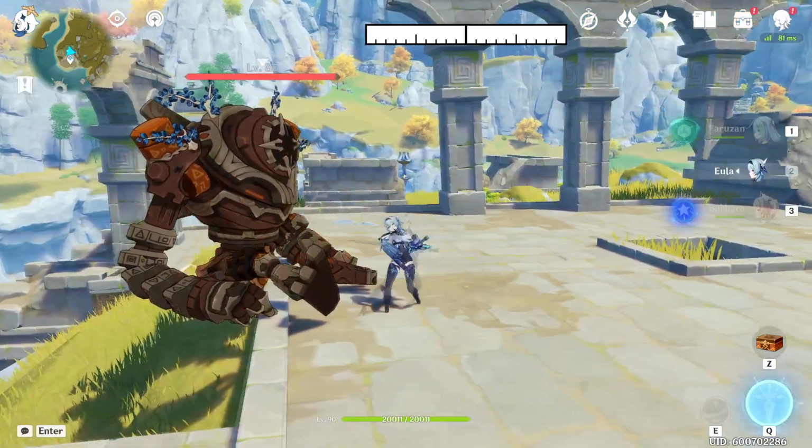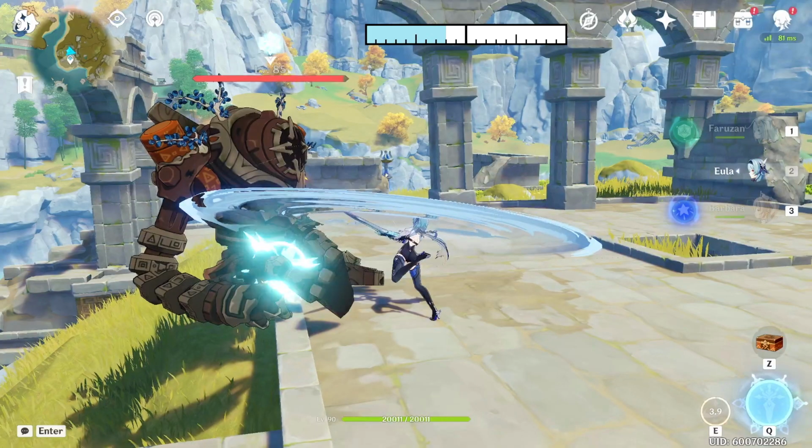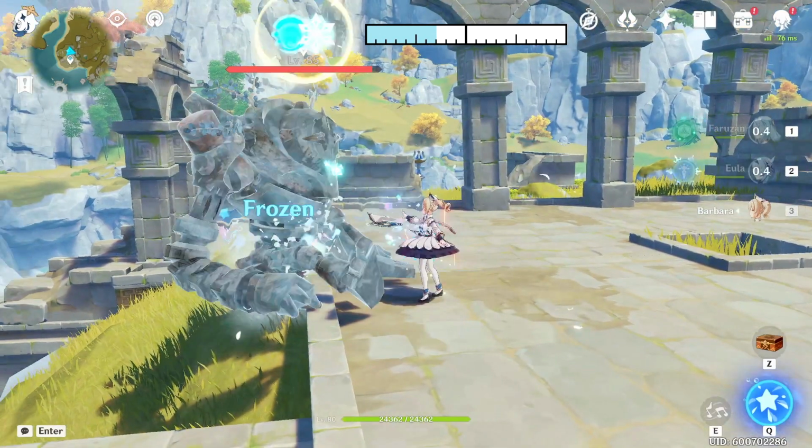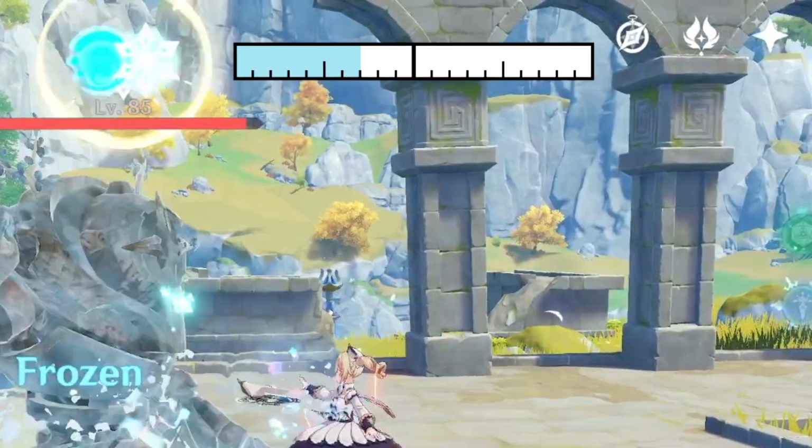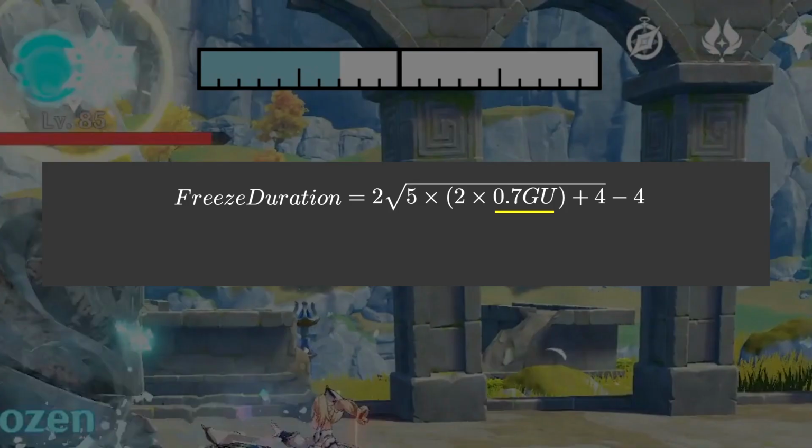In this example, I'm using a 1U Cryo Aura, and if we remember to account for the aura attacks, it actually only applies 0.8 gauge units of Cryo. When we trigger Frozen with a 1U Hydro attack again, this time the Cryo Aura has fewer gauge units, so the freeze duration is calculated using that amount.